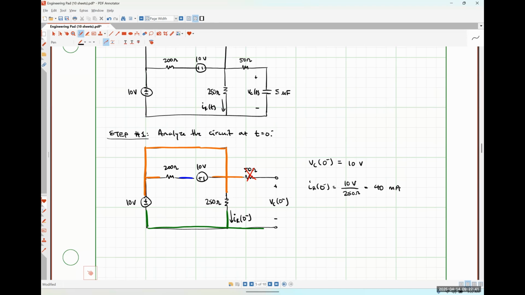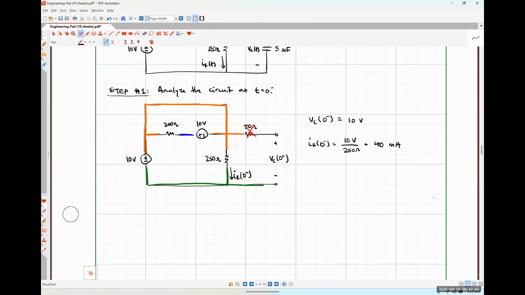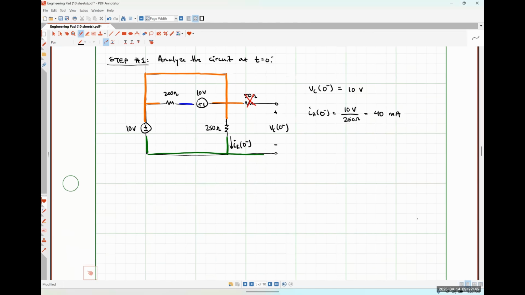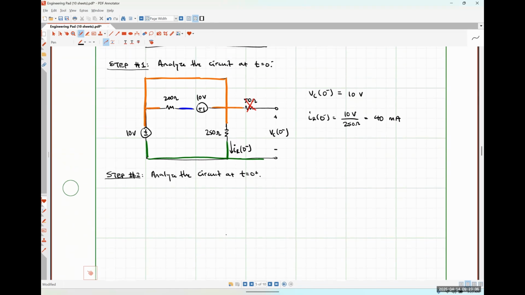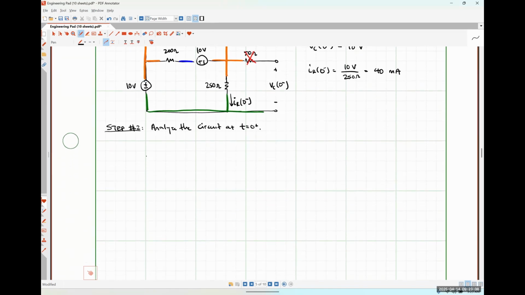All right. So now let's look at step 2, where we analyze the circuit at t is equal to 0 plus. So our circuit's going to look something like this.